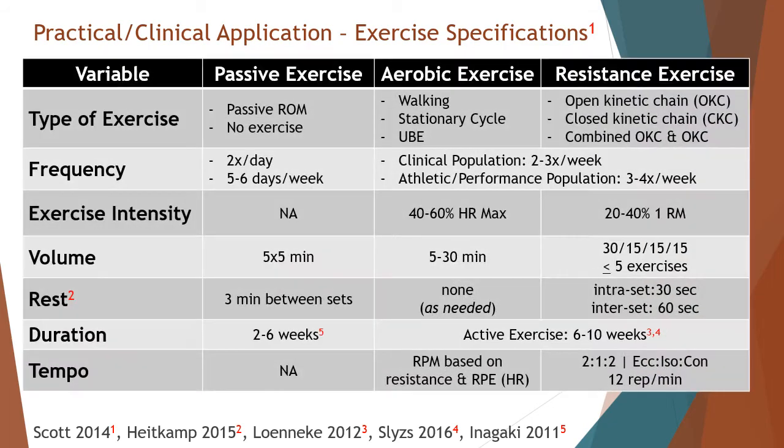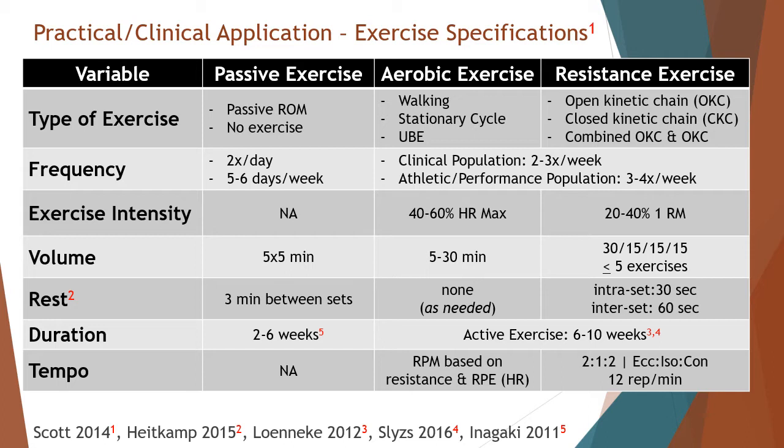Okay, so exercise specifications. Once again, the table is a little busy, so I'll orient you. The first column is variable. The second is the passive exercise, aerobic exercise, and resistance exercise parameters respectively. For type of exercise, passive exercise means you're not doing any exercise. Aerobic, you're either doing walking, stationary bike, or UBE. Resistance training, you can do open kinetic chain, closed kinetic chain, or a combination of both.